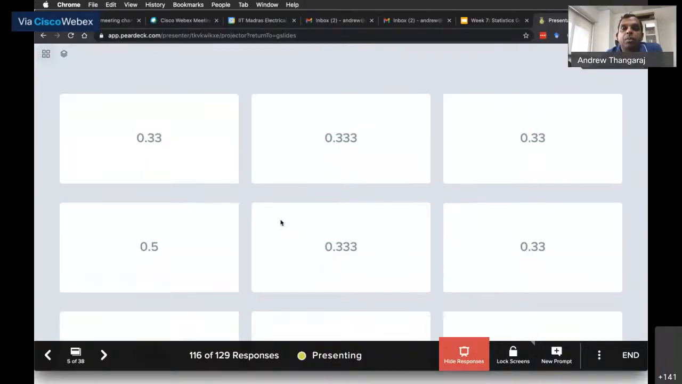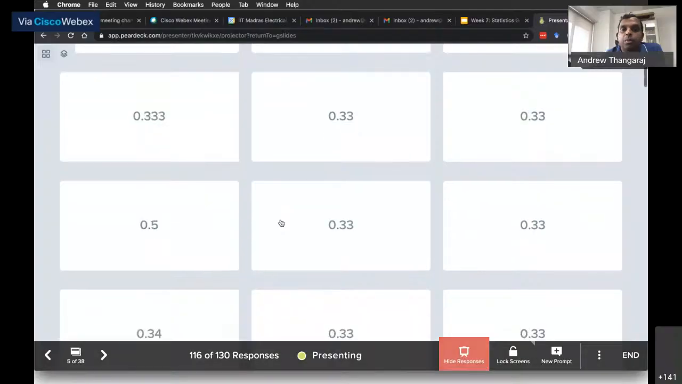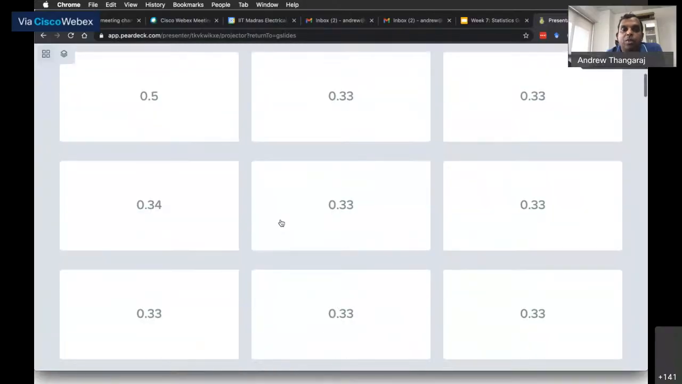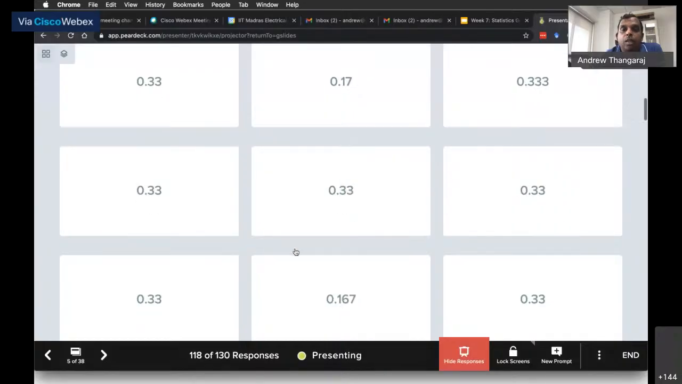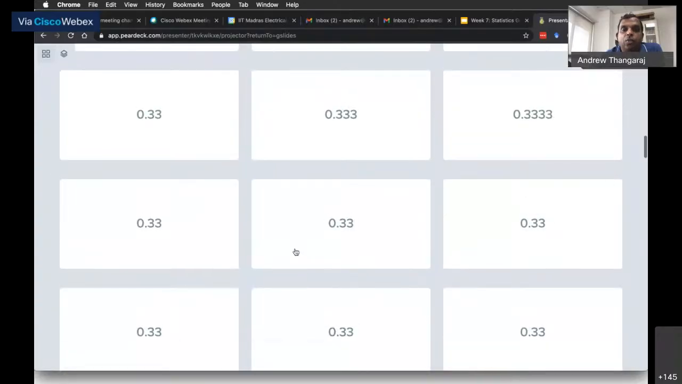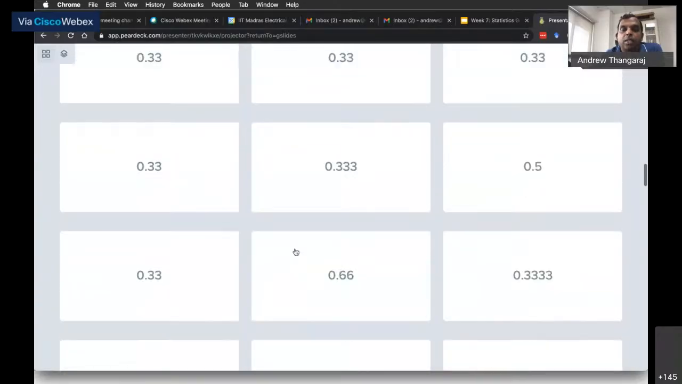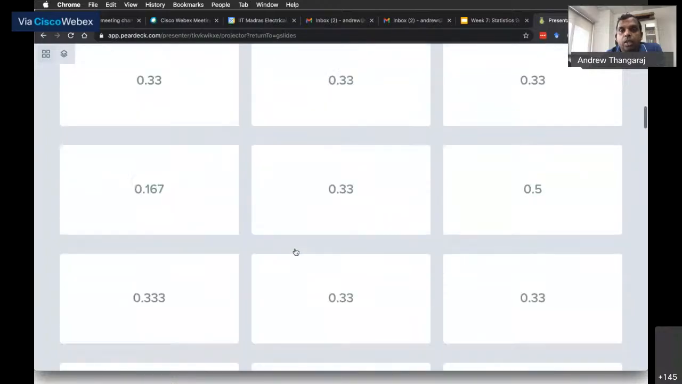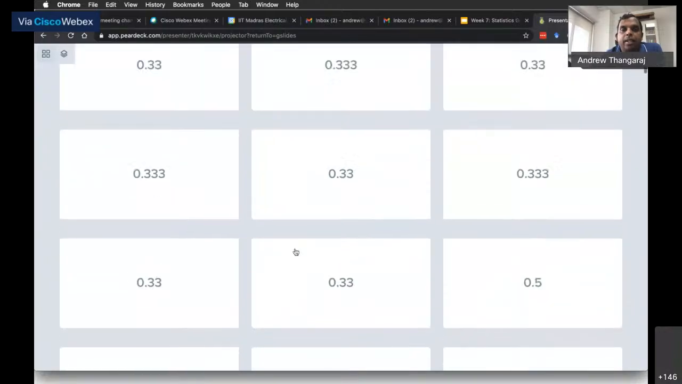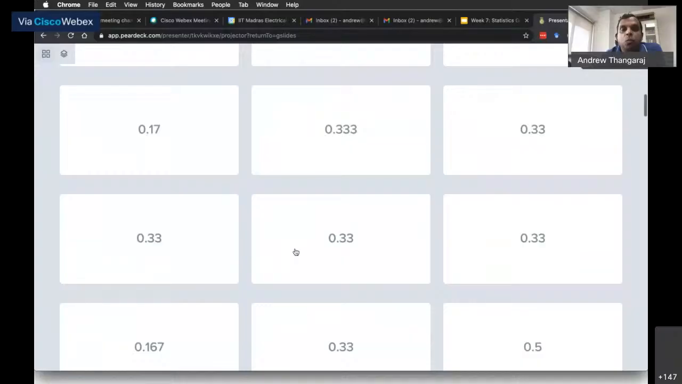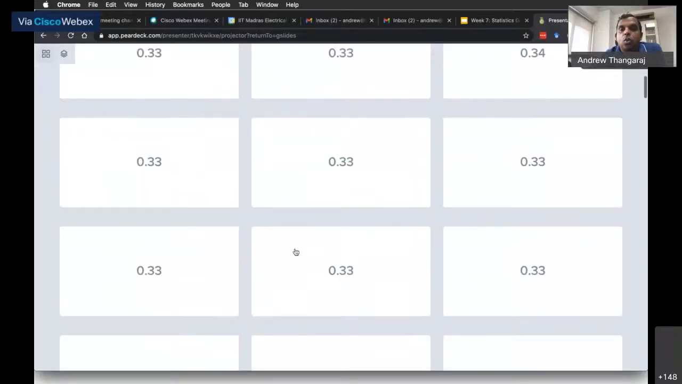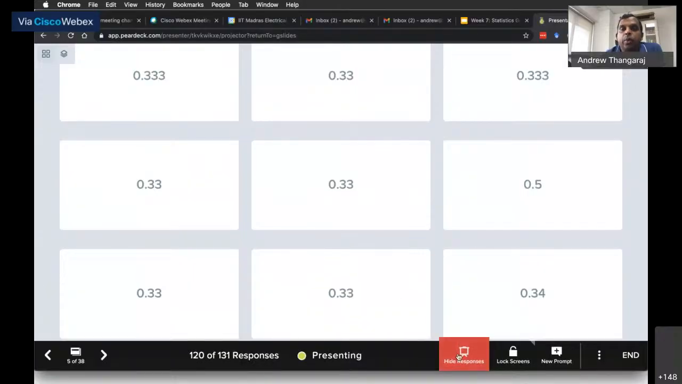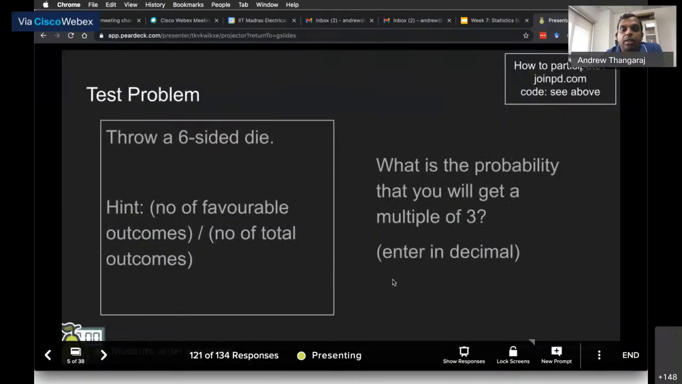So 0.3, 0.3, 0.3, 0.5. Quite a few people put 0.5. There's 0.17. I see 3 or 4 types of answers. 0.3, 0.6. Quite a few answers are interestingly incorrect here. 0.333 is the correct answer. So let's go back and revisit this question and quickly discuss why 0.333 is the correct answer.